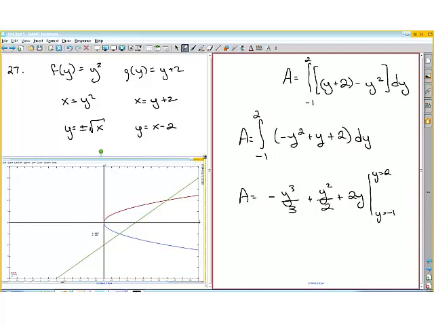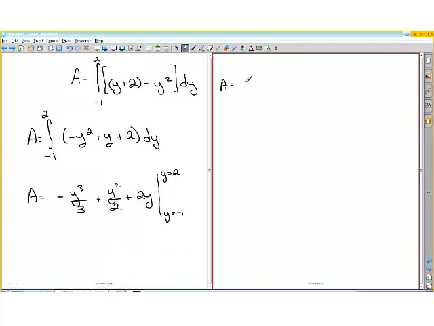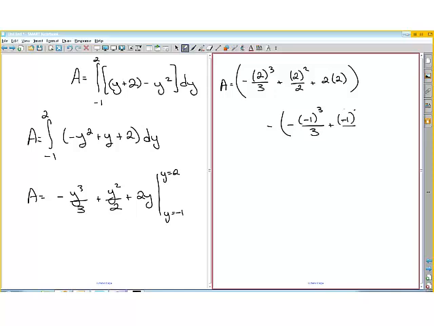So what that means is we plug this into each term and then subtract plugging that into that term. So let me just add another page. So the area is going to be equal to -2 cubed over 3 plus 2 squared over 2 plus 2 times 2. So that's the first part. And then we subtract the lower limit. So that's -1 cubed divided by 3 plus -1 squared divided by 2 plus 2 times -1.